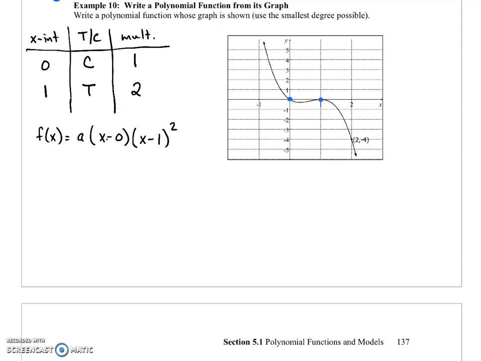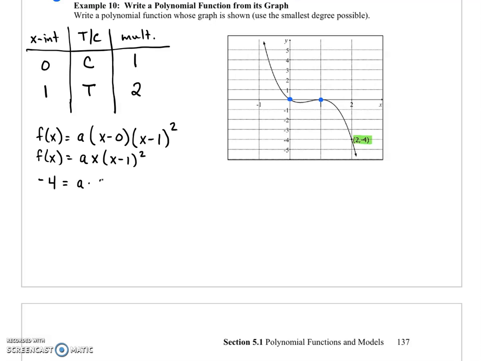So let's simplify this just a little bit. We don't need to write x minus 0 because that's really just x. So we have a times x minus 1 squared. Now we need to find a by plugging in a point. And if you notice, they've conveniently given us a point on the graph. It is 2, -4. So we will plug in -4 for y, or f of x, since they're the same thing. And we'll plug 2 in for x.